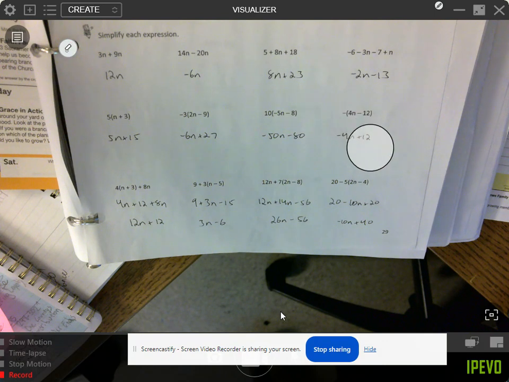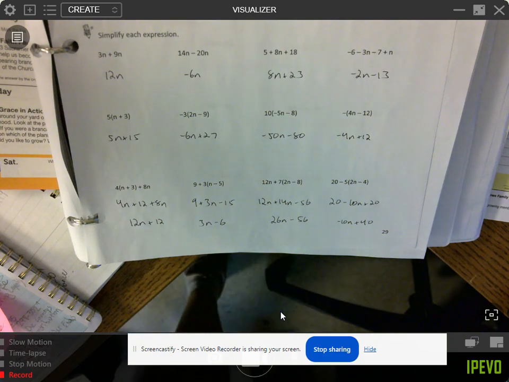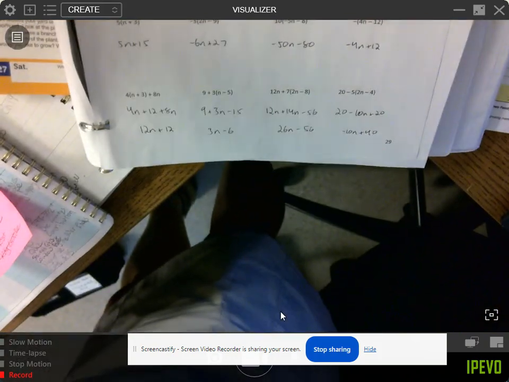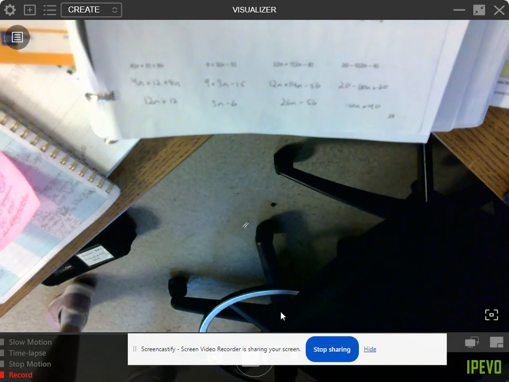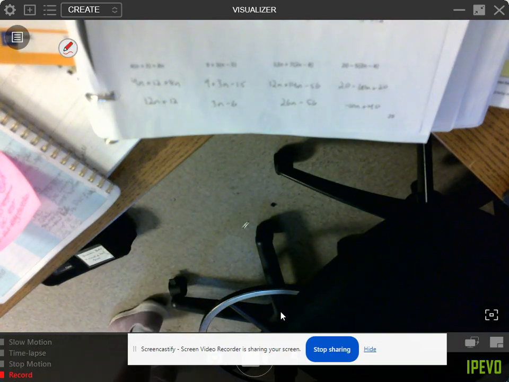Any other one to go through? Bottom row. We have 12n plus 12, 3n minus 6, 26n minus 56, and negative 10n plus 40. Which ones can I go over here? Addie, can you go over the first one?